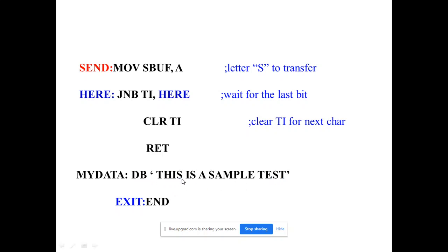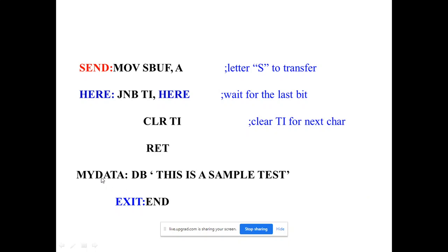Suppose your string is word type, DW. Suppose it is double word type. You know, byte means 8 bits, word means 16 bits, double word means 32 bits. In this fashion you can write the string, and this string has a label, that is my data. Means within the memory you are writing a label, my data, and within my data this string is there, this is a simple test, this is the one statement.